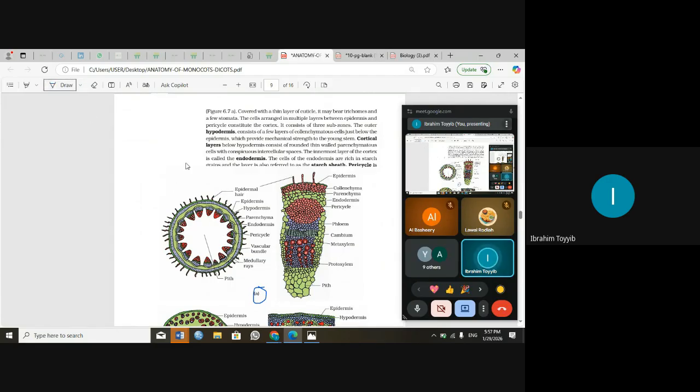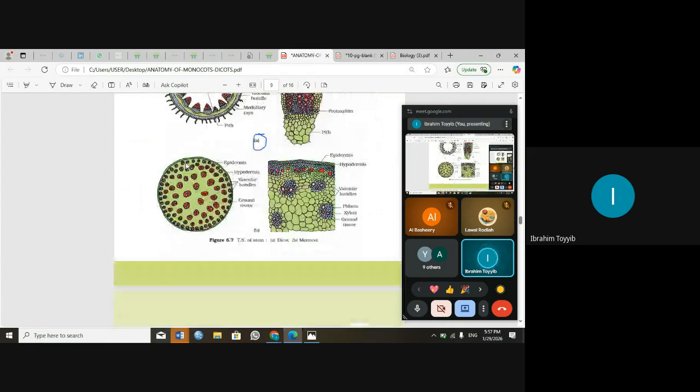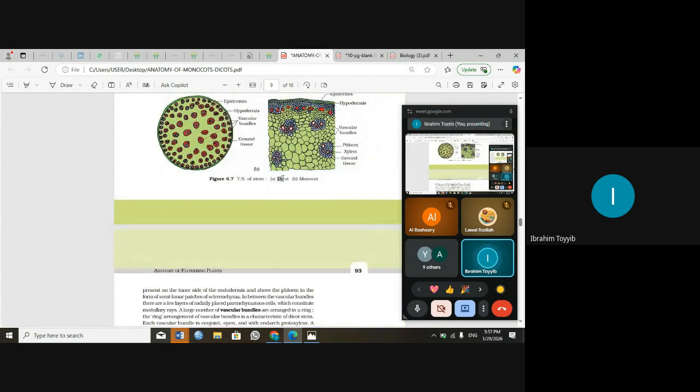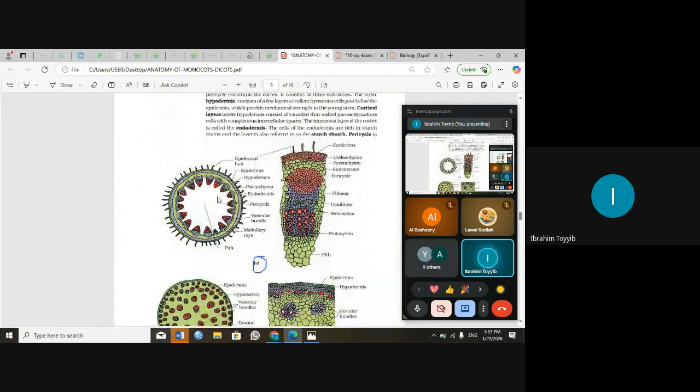So this is the A part, what is it? A is the dicot stem, and B is the monocot stem. So this one and this one, they are dicot stems. Now when we are looking at the stem, can you see the cambium? Can you see that we have vascular cambium?